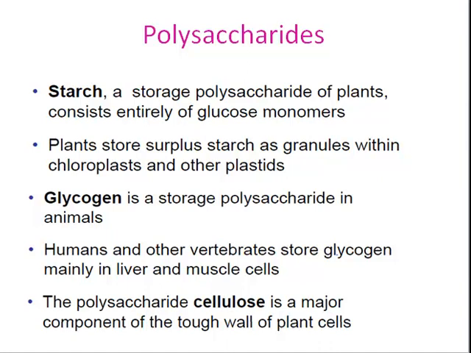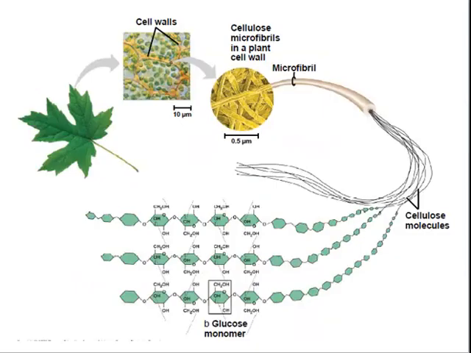Glycogen is a storage polysaccharide in animals. Humans and other vertebrates store glycogen mainly in our liver and muscle cells. And the polysaccharide cellulose is a major component in the tough wall of plant cells, which we'll learn about later this year. So as you can see, a leaf, up close and personal, and then up close even more personal with those cellulose microfibrils in a plant cell wall. And if we took one of those microfibrils apart, you'd break it down to all those little tiny cellulose molecules and eventually down to a glucose monomer.